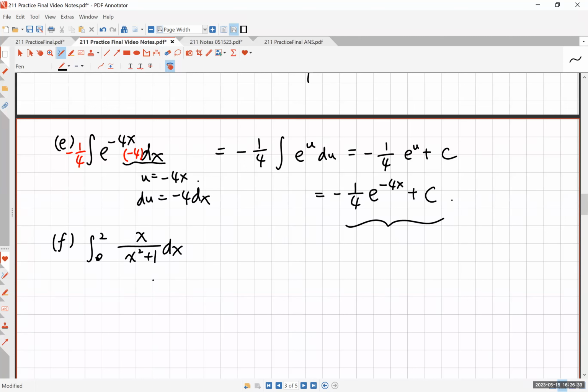Okay, the next one also looks fairly complicated, but if you let u be the denominator, by the way, how do you know this is what the u should be?